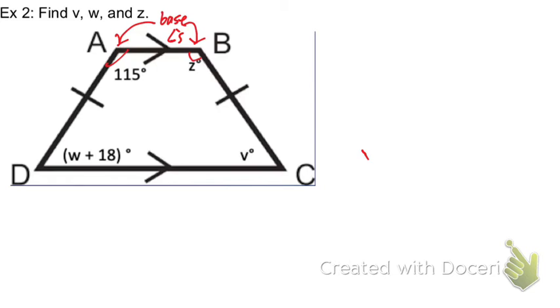Okay. So, if we know those are a pair of congruent base angles, what does that tell us about one of our measures? Raise your hand. Kenny. They're congruent. So what do we know about Z then, Kenny? Equals 115. Very good. Z is 115. That's one of our answers. We don't have to put degrees here because Z already has degrees on it. So you can just put 115 there.